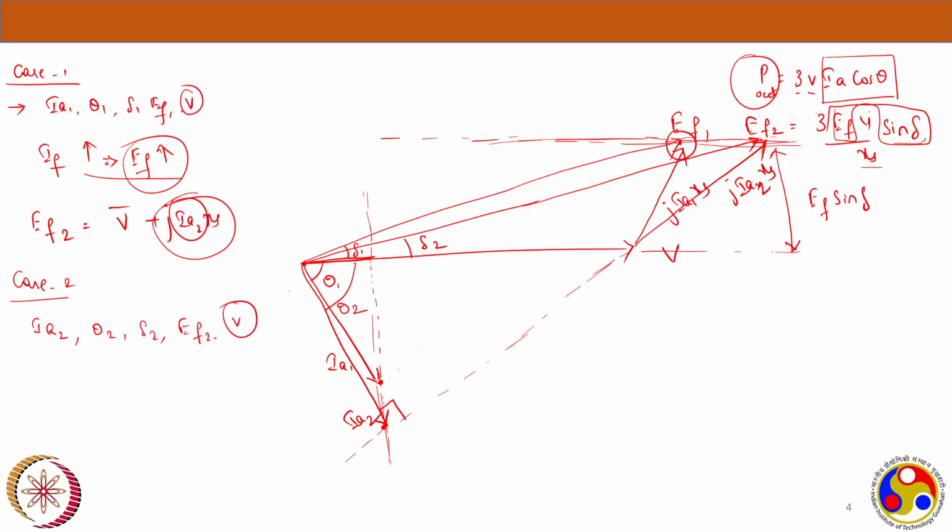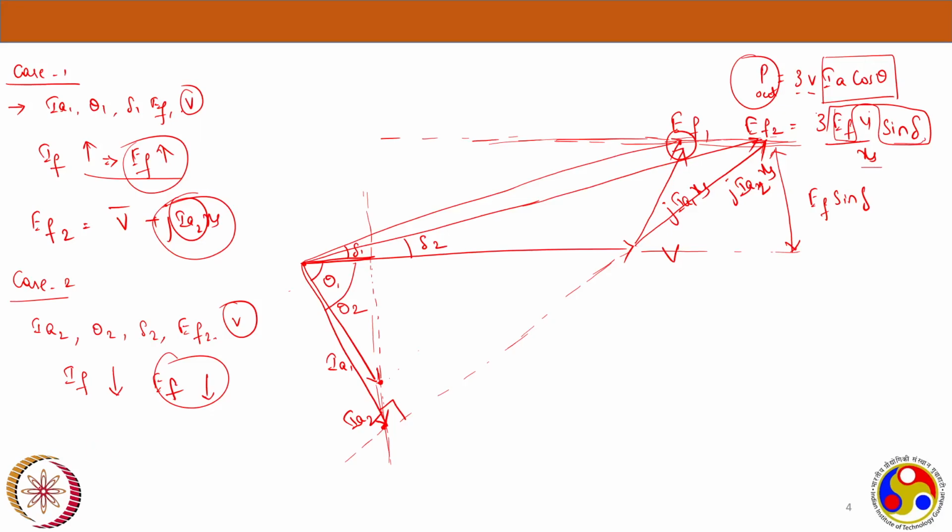Now let's see one more interesting case where we will reduce our field current. That is, I have reduced the IF and I have reduced the EF. So since I reduce my excitation, what will happen? My EF will reduce, the excitation voltage will reduce.